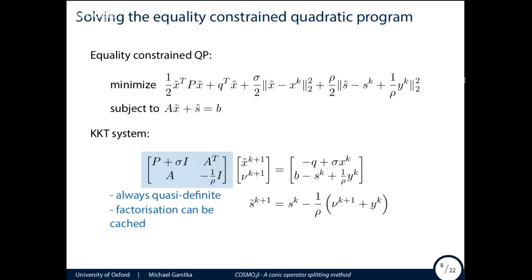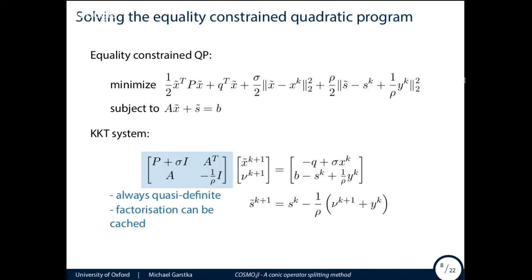And that has some nice properties. So one property is that it's only dependent on the problem data. So P and A are the matrices from the problem. And sigma and rho are just parameters of the ADMM algorithm. So this left-hand side never changes. And that means you can just factor it once. And then at each step, you just evaluate different right-hand sides. So that's quite fast to implement.